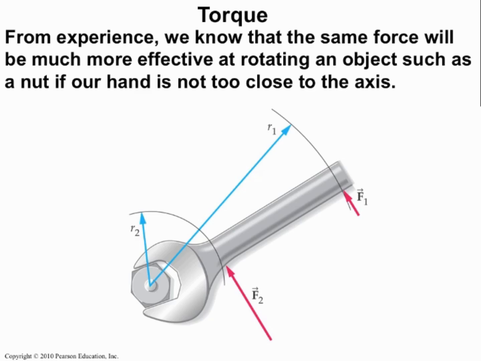Now, if we look at this particular wrench here, we can see that if I grabbed the wrench here where the mouse arrow is tracing, I would need a much bigger force, F2. But if I grab it out here, at distance R1, the force required is much less.